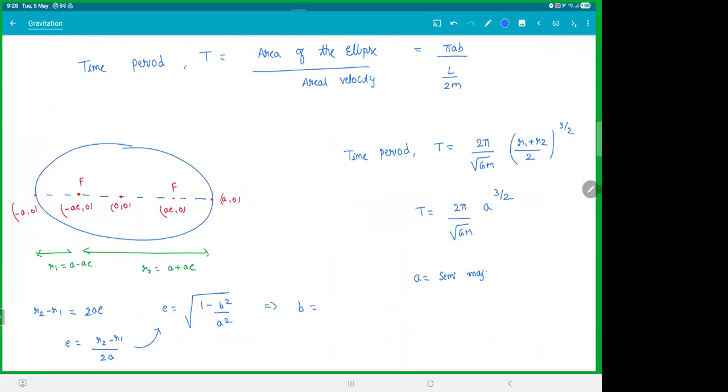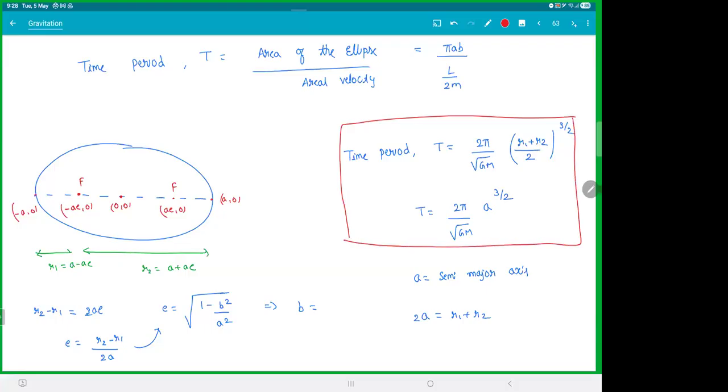In case you have no idea about this part, don't worry too much about it. If you understood that the area of an ellipse is pi AB and the areal velocity is L by 2M, that is sufficient. When they teach you an ellipse, this is nothing. So 2A was R1 plus R2. If you can remember them, it will be great. This derivation itself could be an advanced question. You can directly write it down and save time.